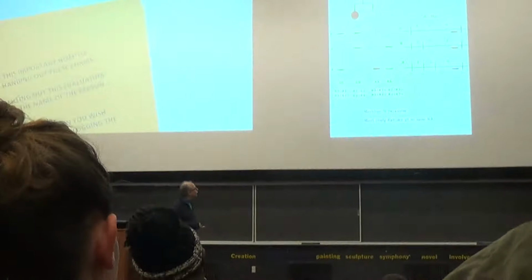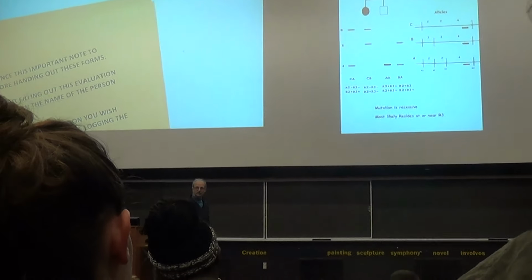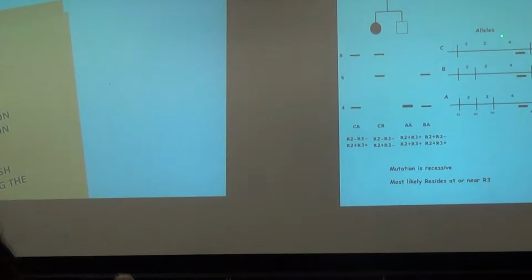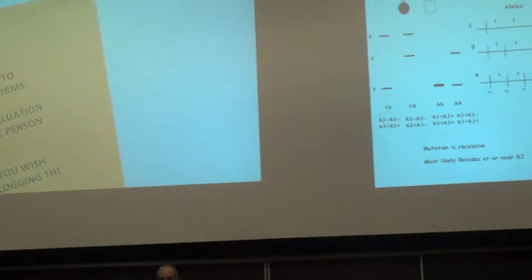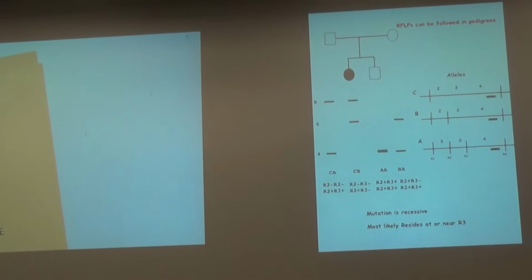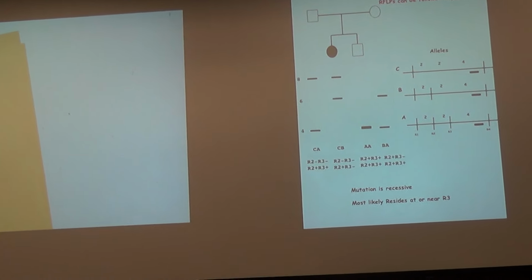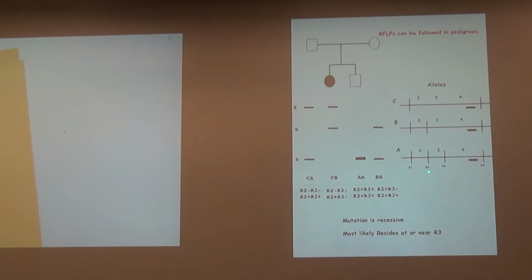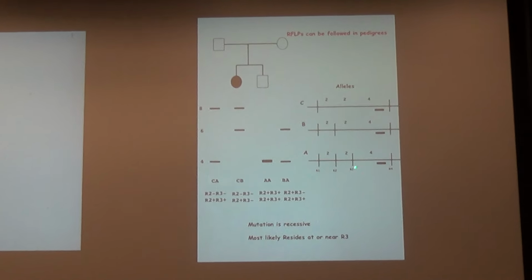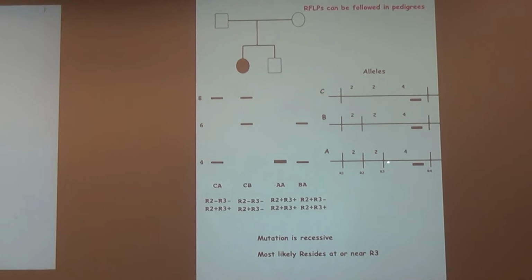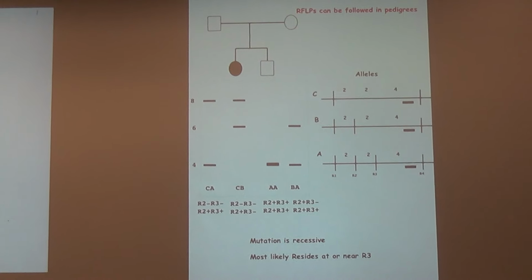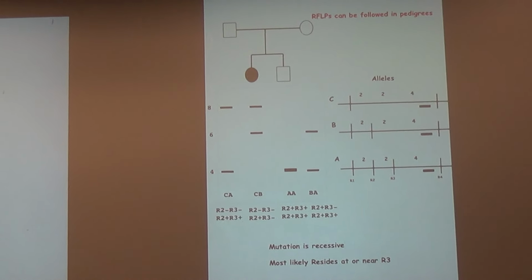I've just changed the locus a little. The RFLP locus is slightly different. There are actually two different RFLPs that are being analyzed simultaneously by the same probe. Correct? There is a site here called R2 and a site here called R3, and both of these sites can be RFLP.